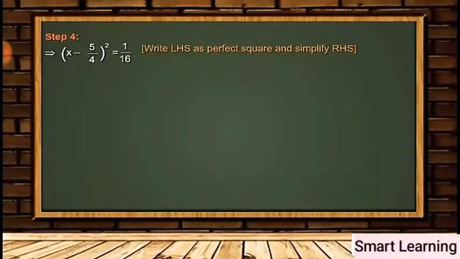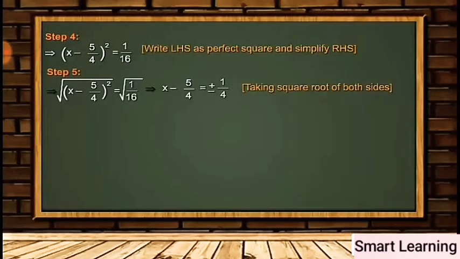In step 4, write the left-hand side as a perfect square using the identity (a + b)² = a² + 2ab + b² and simplify the right-hand side. We get (x - 5/4)² = 1/16. In step 5, taking square root on both sides, we get x - 5/4 = ±1/4. In step 6, solve for x once taking the value of RHS as positive and then as negative.